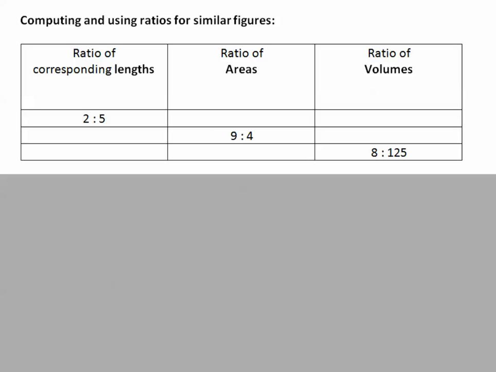So let's review. If we're comparing ratios for similar figures, and remember that's a really important thing, these are for similar figures. The corresponding lengths, that's just one dimension. The exponent is 1. The ratio of areas is squared. That's 2 dimensions. Length is 1 dimension, area is 2 dimensions, volume is 3 dimensions.